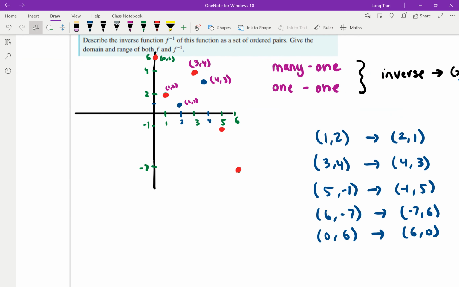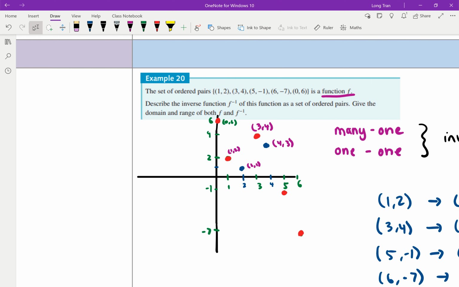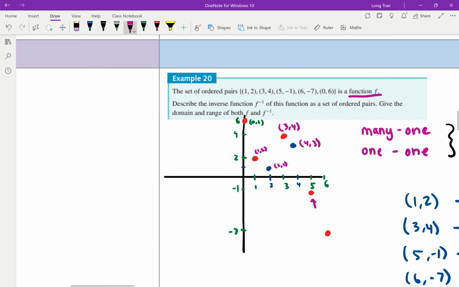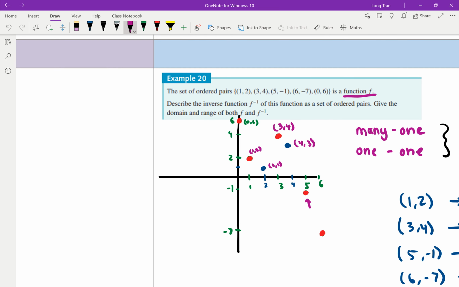Then let's have a look at the other one. (5, -1) becomes (-1, 5). So (5, -1) is over here, right? Watch what happens. (-1, 5) is now over here: -1, and then 5 is about here. Can you see that sort of correlation? See how they're just opposite each other?